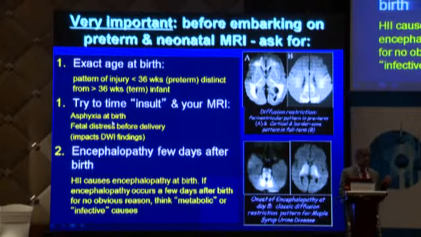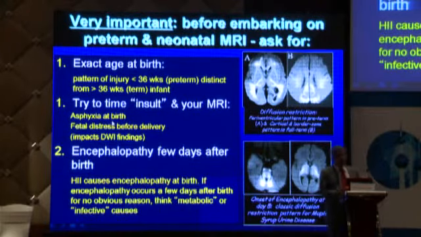Then try to time your insult. And the reason why we want to time it is because diffusion imaging is so important that if you think that fetal distress occurred about a week or 2 weeks before birth, you may not see anything at diffusion. The diffusion pattern has resolved by 5 to 7 days and has normalized. So it is very important to time the insult and your MR.